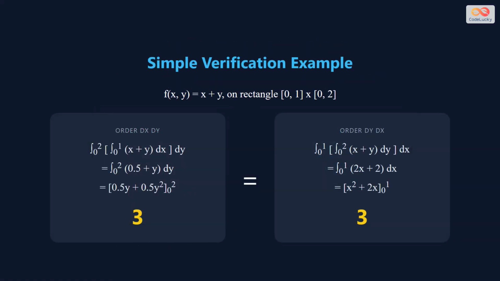Let's look at a simple example to prove this works. Here we integrate the function x plus y over a rectangle. On the left, we integrate x then y. On the right, we integrate y then x. As you can see, the math is different in the intermediate steps, but the final result, 3, is identical.